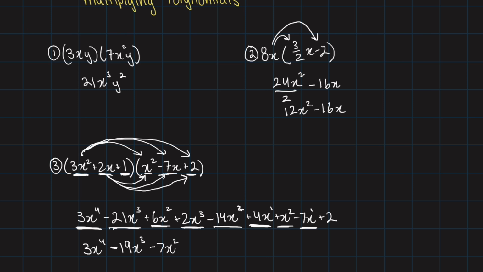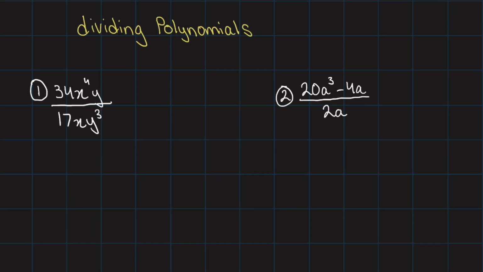And we have 4x and 7x. Both of these have only the exponent of 1 on the x, so 4x minus 7x is negative 3x. And then we just have a positive 2 at the end. Alright, so this expression fully simplified becomes 3x to the power 4 minus 19x cubed minus 7x squared minus 3x plus 2. Now we're going to learn how to divide polynomials.